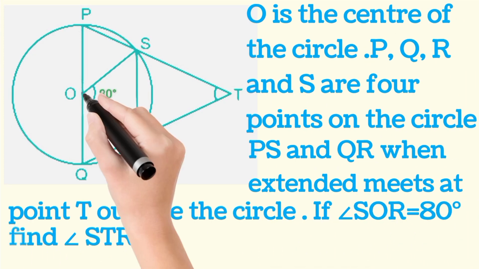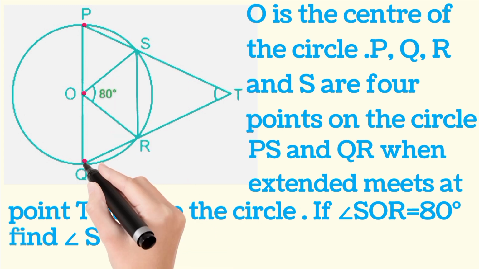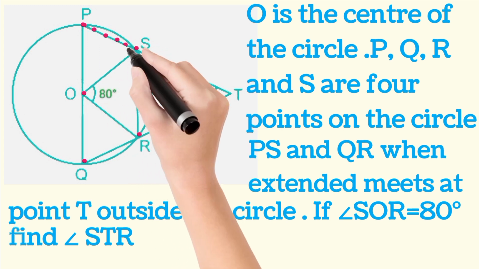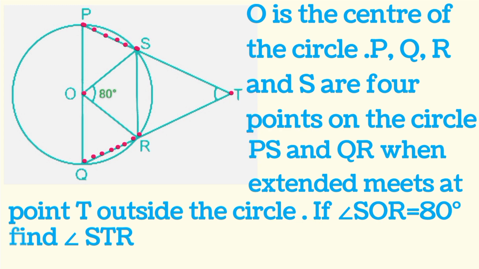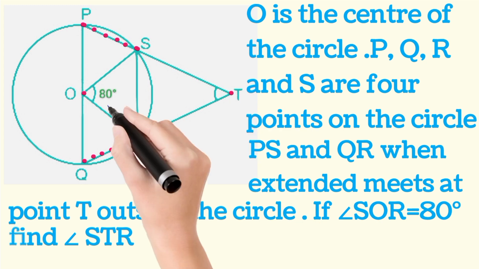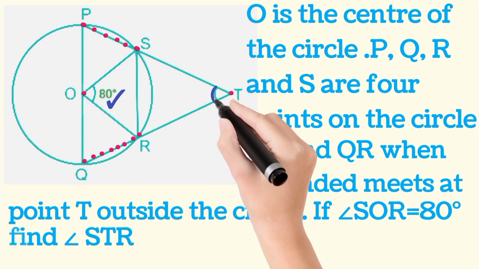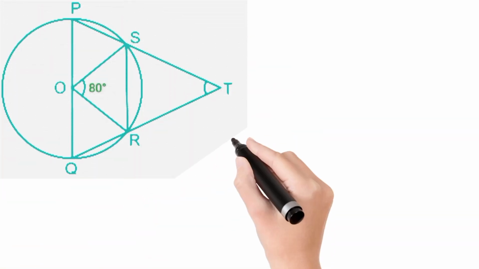So here is today's question in which O is the center of the circle, and P, Q, R and S are 4 points on the circumference of the circle. PS and QR, when extended, meet at point T outside the circle. If angle SOR is 80 degrees, then find angle STR. So let's solve this question. This is the given figure.